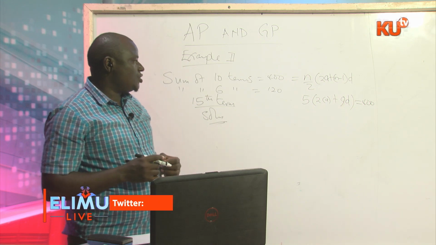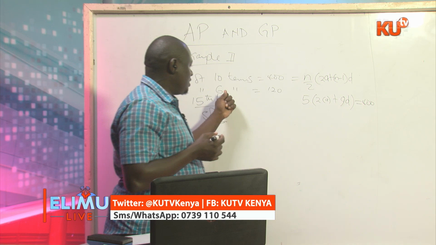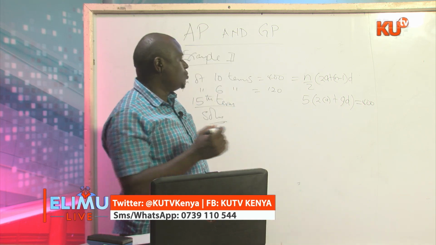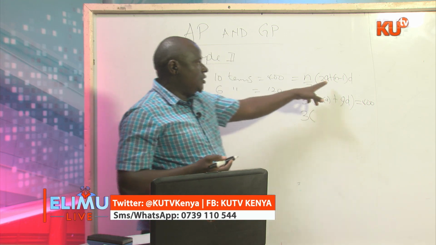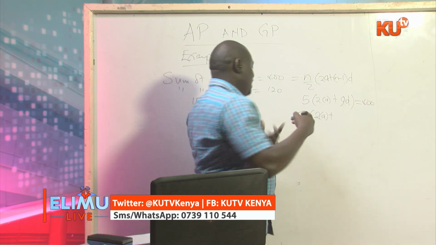That is the first equation. The second one: how many terms are there? 6 terms. 6 divided by 2 is 3, into bracket 2A. The formula remains, 2A plus n minus 1.